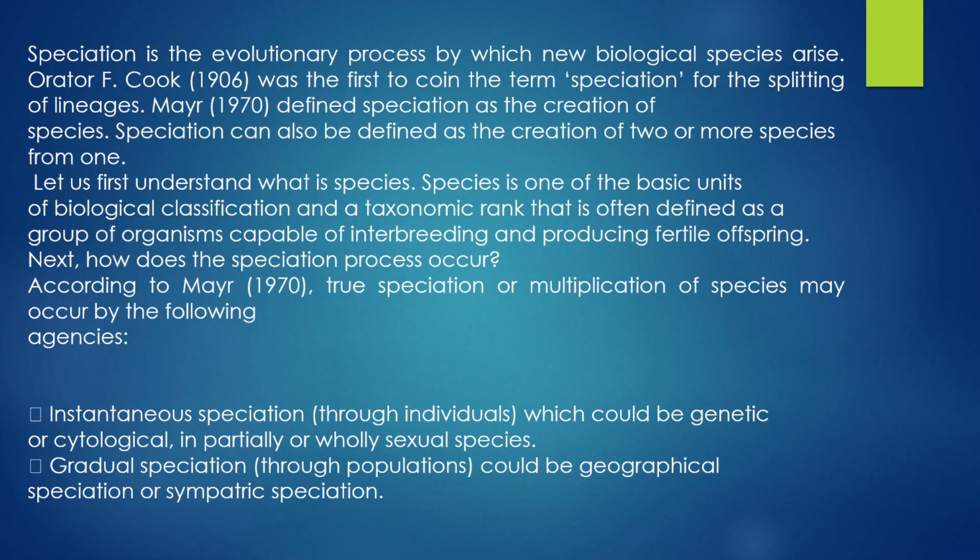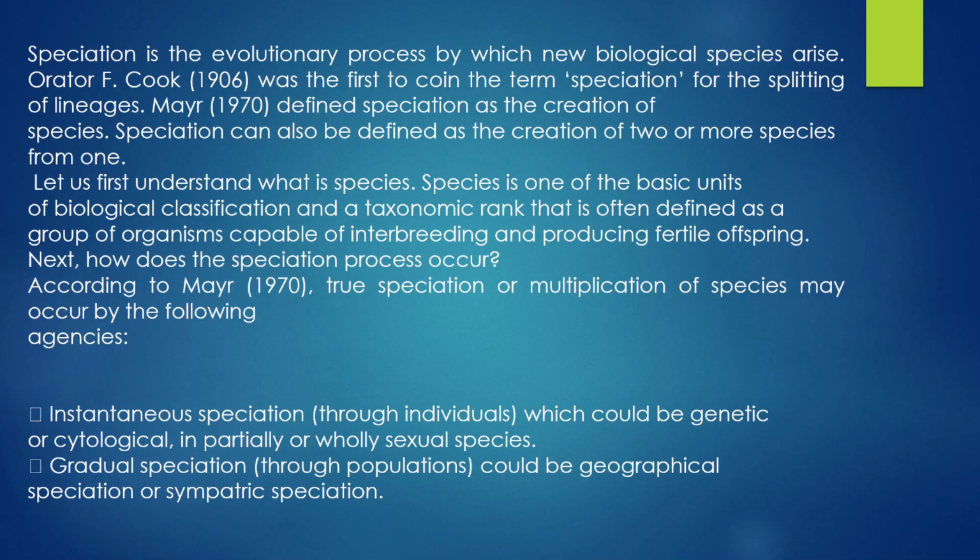Speciation is the evolutionary process by which new biological species arise. Orator F. Cook in the year 1906 was the first to coin the term speciation for the splitting of lineages. Ernest Mayr in the year 1970 defined speciation as the creation of species. Speciation can also be defined as the creation of two or more species from one.